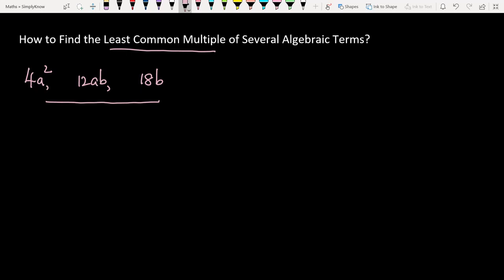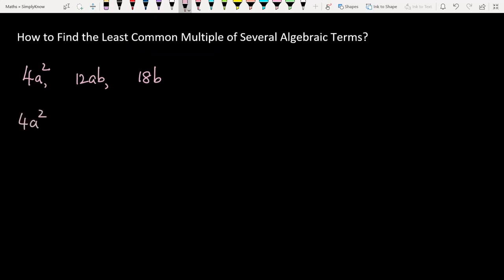Do you remember how we found the LCM of several numbers using prime factors? Here we actually apply the same method. First we need to write each term as a product of its factors. Now our first term is 4a squared. How do we write 4a squared as a product of its factors?